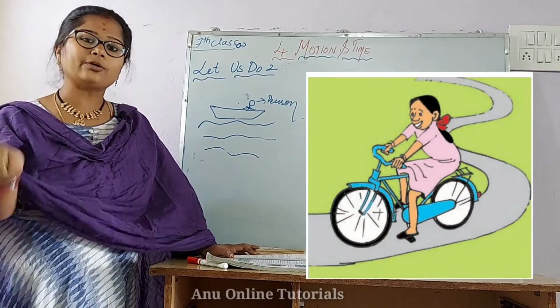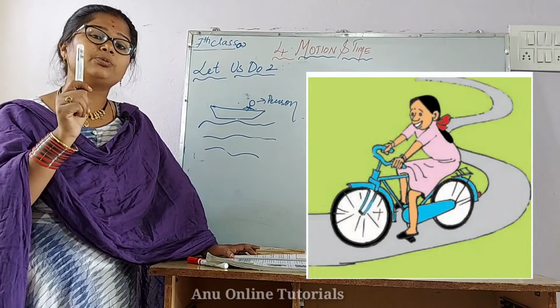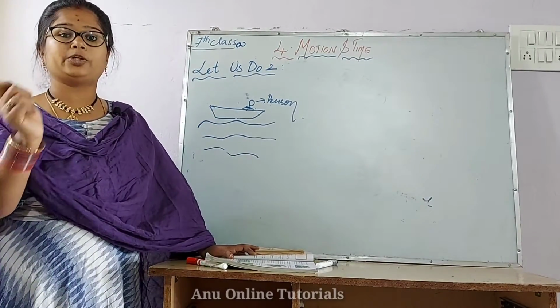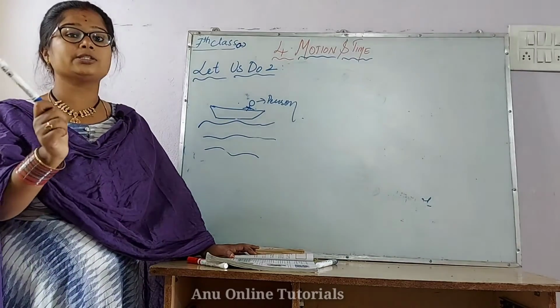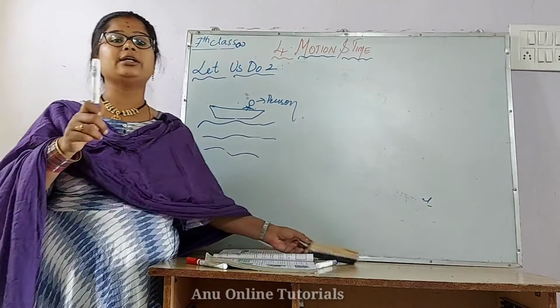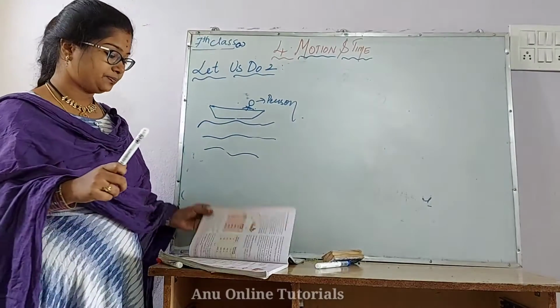With respect to the road, she is changing her position from one position to another position. She is moving from one place to another place. So with respect to the road, she is moving, but with respect to the bicycle, she is not moving.